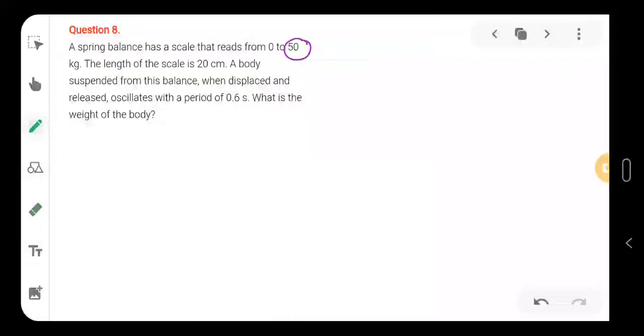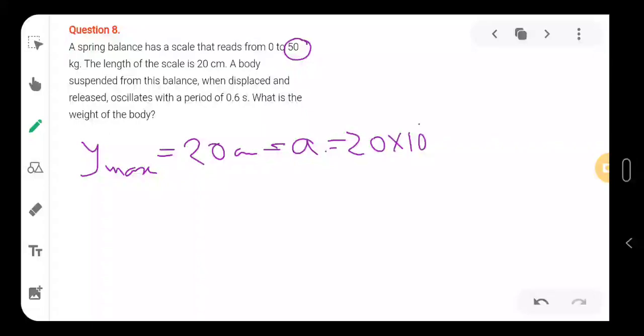So I can write that the X max or the Y max is your 20 centimeters, which is nothing but my amplitude itself. So I can write that this is 20 into 10 to the power minus 2 meter, and my force here is 50, which is the mass m into g, that is 50 g. So this much Newton.